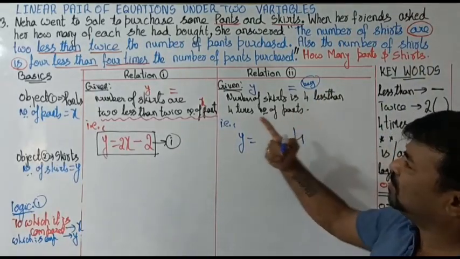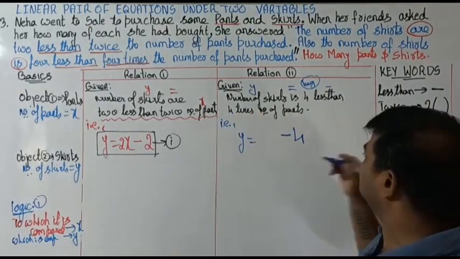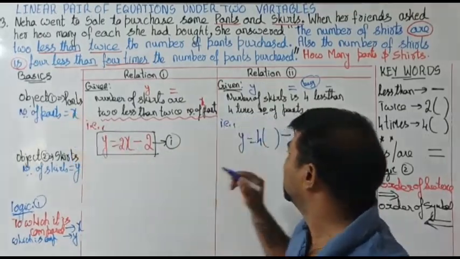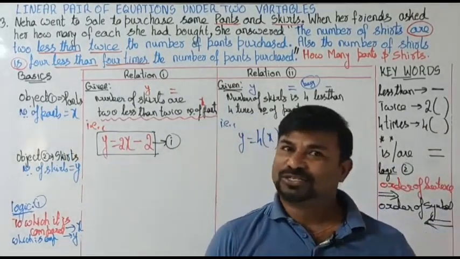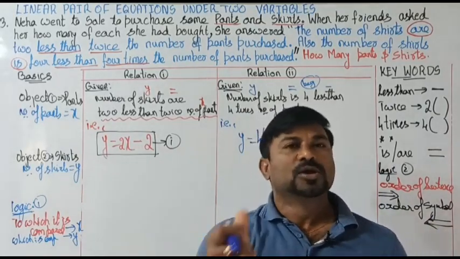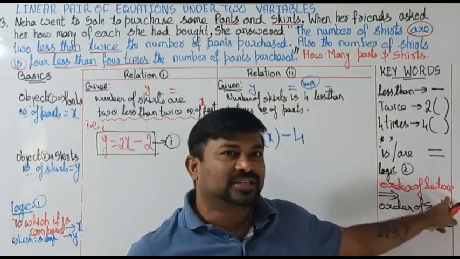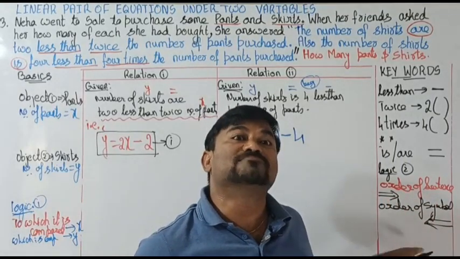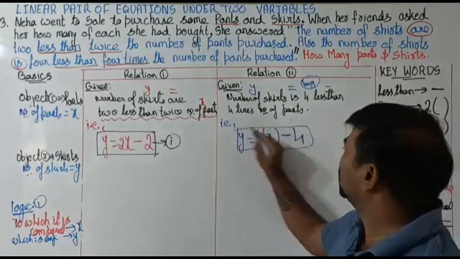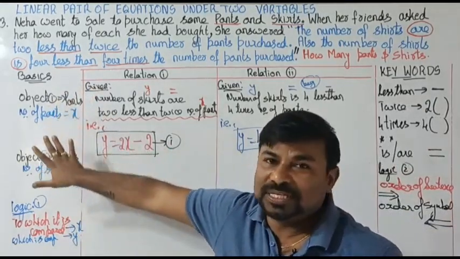4 less than means, as I said, it is nothing but minus 4. Times. Just now I said 4 times of pants. What are the pants here? It is nothing but x. So if you are able to understand, that's great. Any sentence, any word problem, we have to use this logic. These 2 logics: the order of the sentence is reverse to the order of the symbols. If you remember these 2, now straight away we call this equation 2.